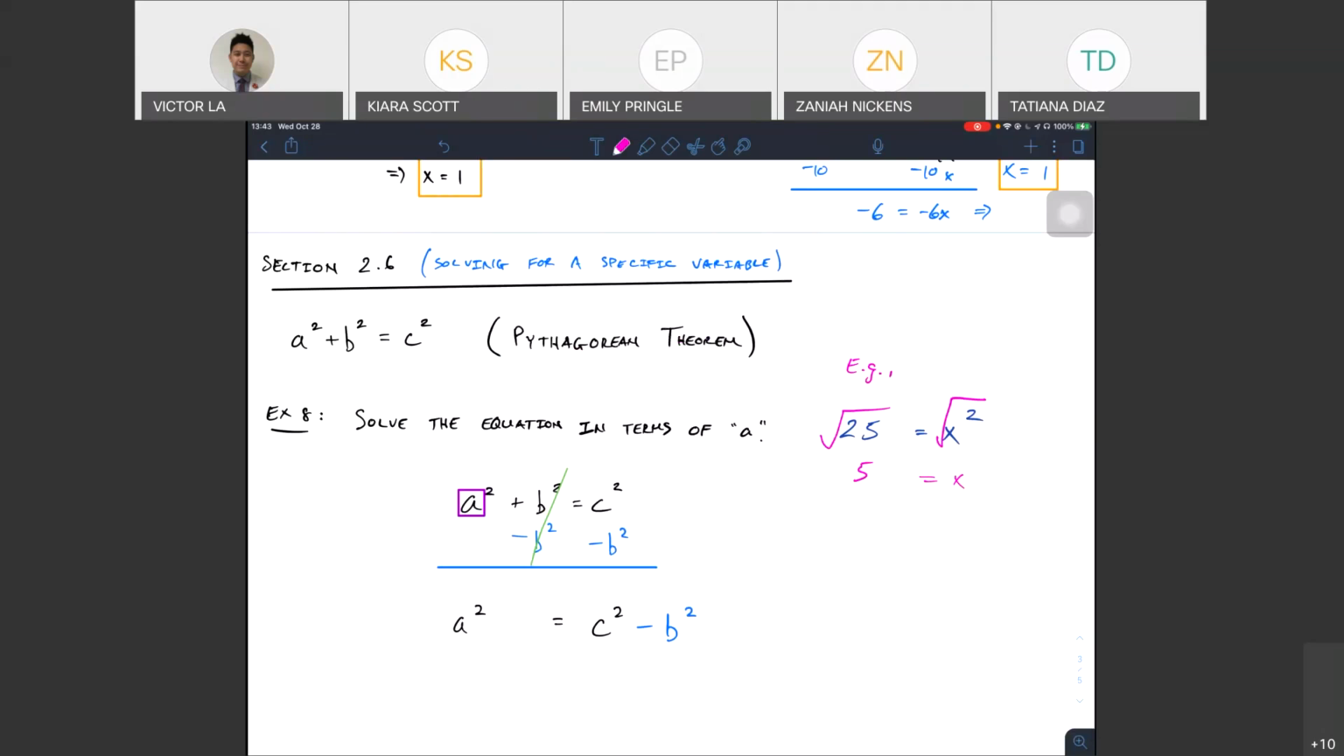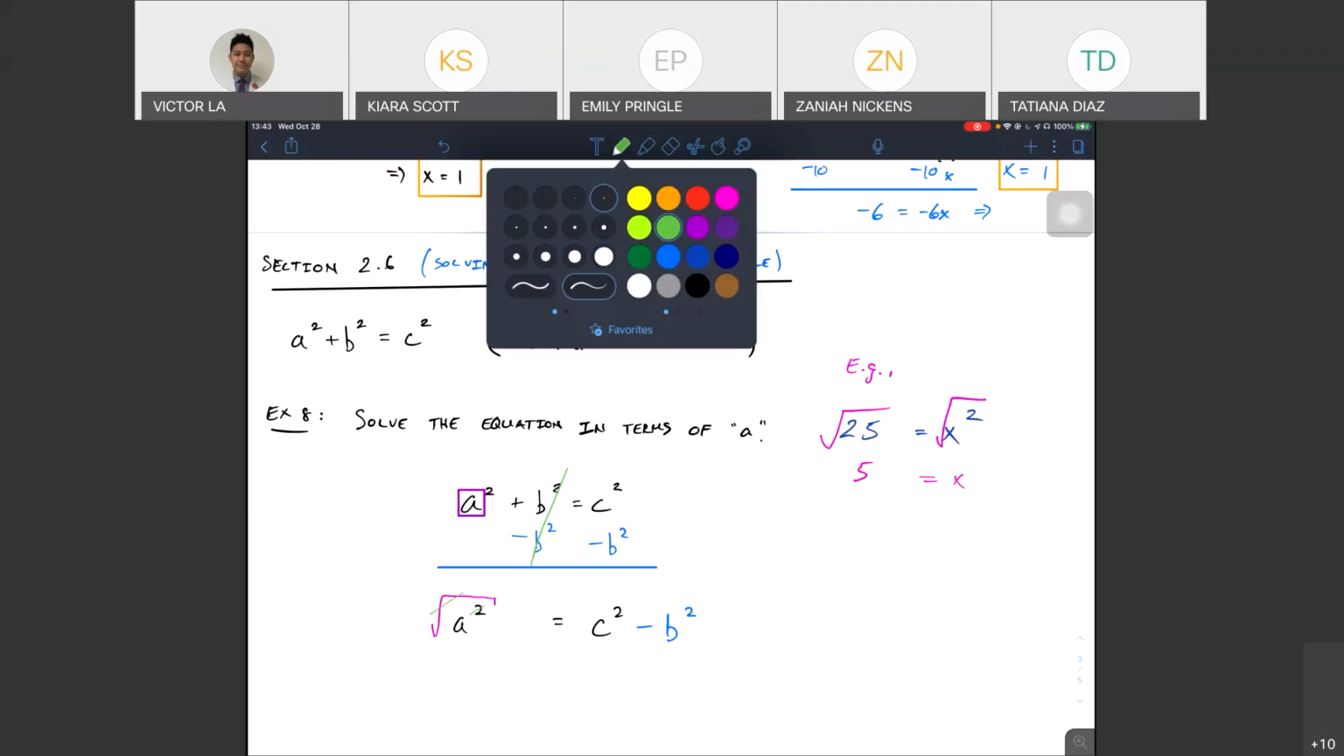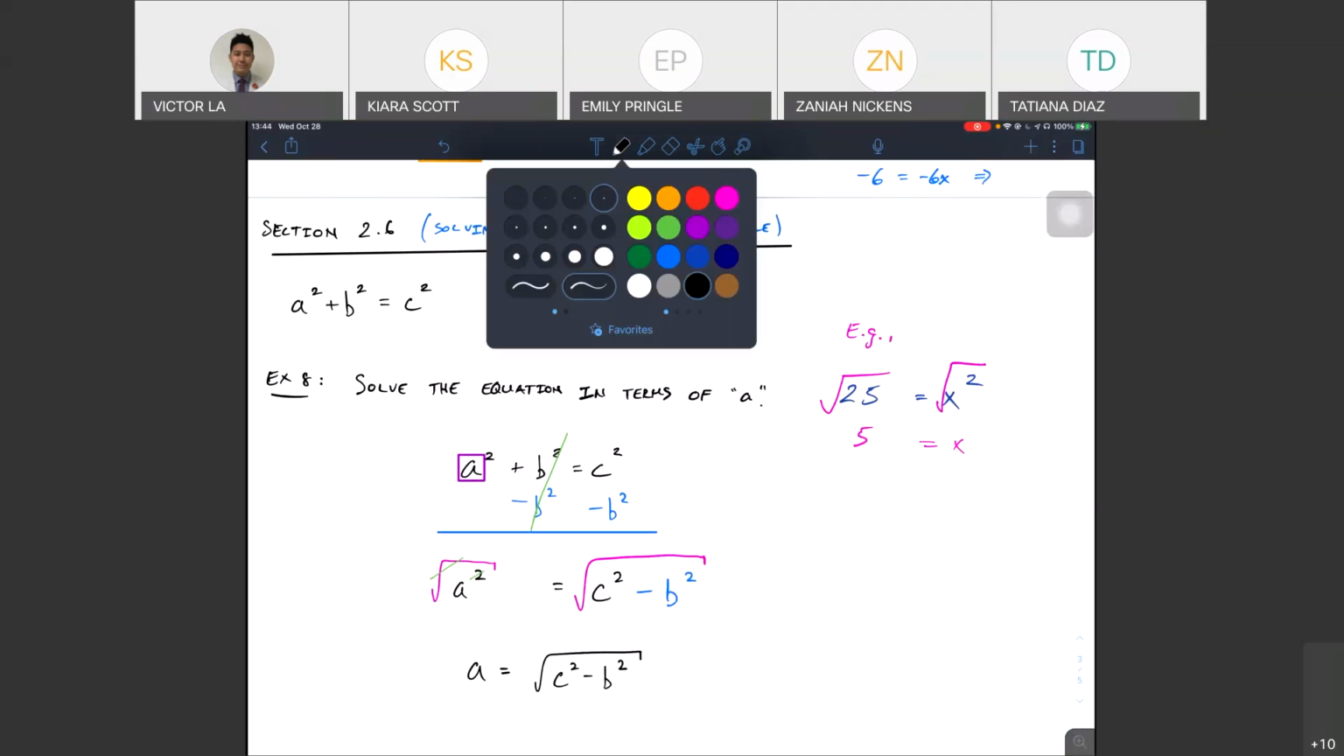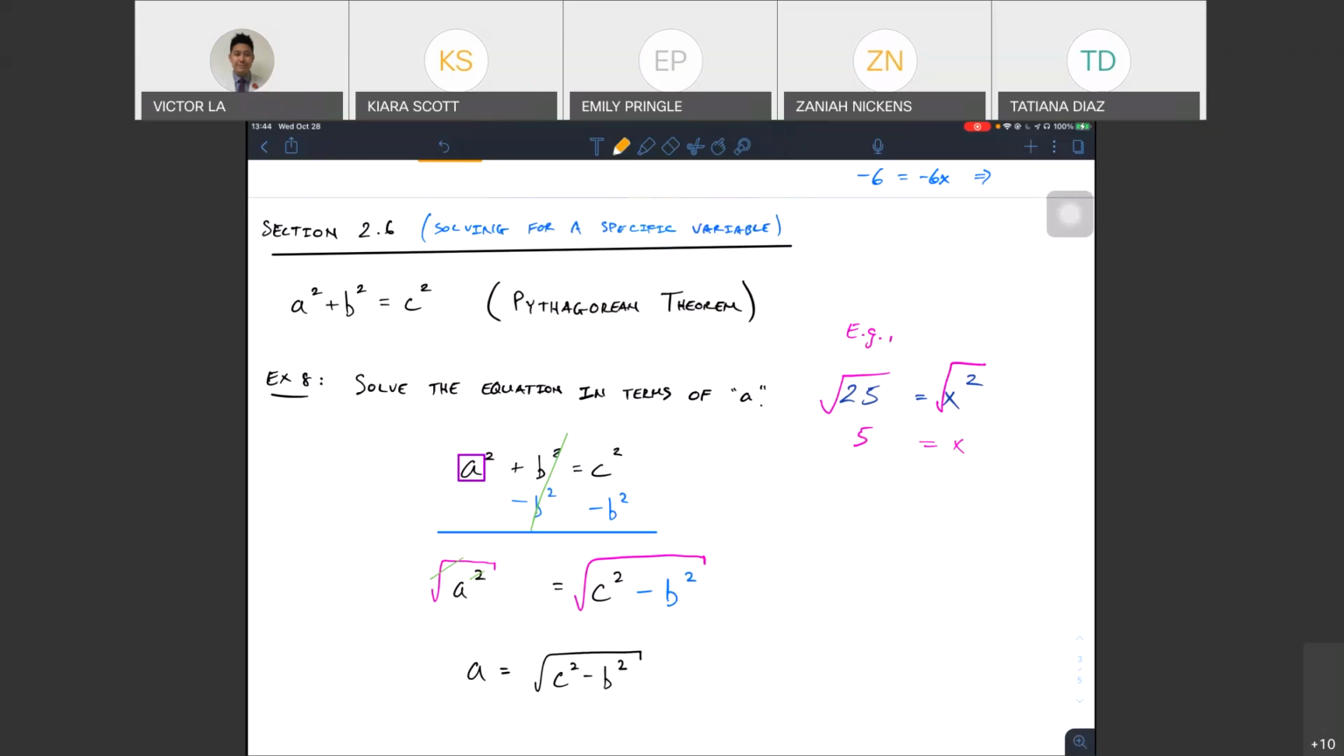The square root cancels with the square. I know everyone's seen this at one time. Maybe we just forgot it. But you can see this cancels with this. Same philosophy: if you do it on the left side, you must do it on the right side. So therefore, A is equal to, write it all in one color now, the square root of C squared minus B squared. Okay? So this is what they mean by solving for a specific variable within an equation.